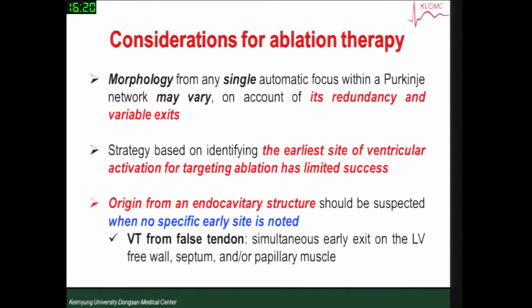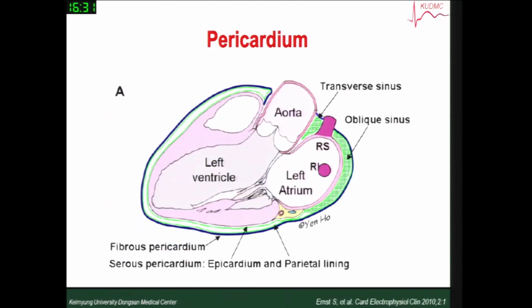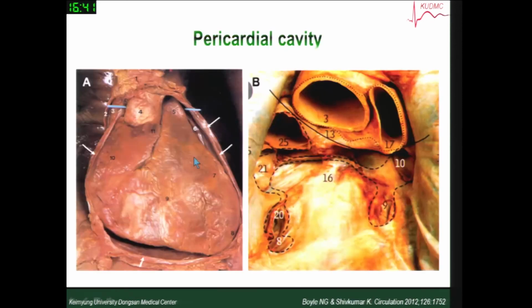For anatomic ablation therapy, we need to understand the massive network between the Purkinje system and the muscular trabeculations. So I'd like to briefly introduce the pericardium. There's not much important structure in terms of ablative therapy. The pericardium, as you know, has 2 layers.